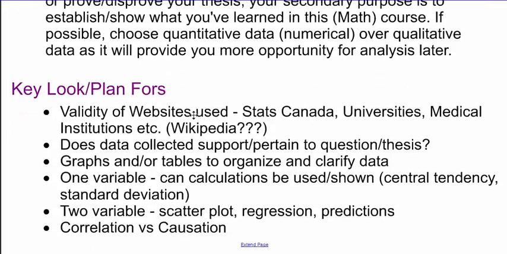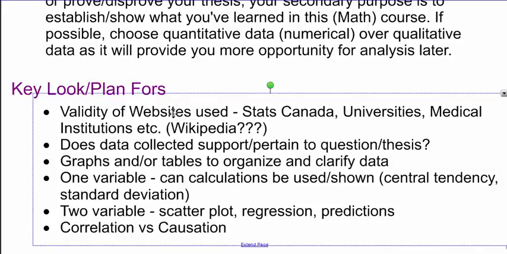And so what I'm suggesting here is things to think about while you're going through this. Make sure that the websites you're using are valid. Things like StatsCan, any universities, medical institutions, and of course, are all good. Wikipedia can be okay, except that when you go on Wikipedia, what you want to notice is whether the information that's given there has good sites to support it.